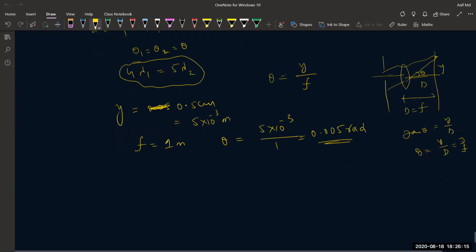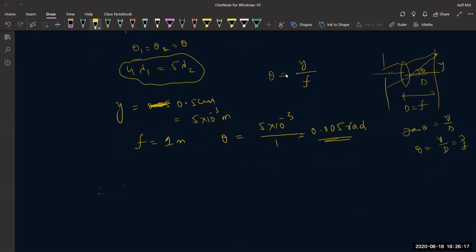Now I can calculate lambda 1. Therefore, lambda 1 is equal to A into theta divided by 4. That is equal to 0.04 into 10 to the power of minus 2, into theta value 0.005, divided by 4. You simplify it, and we'll get the answer for this.